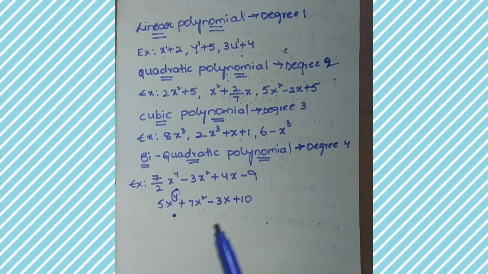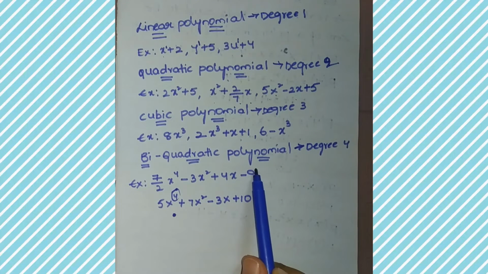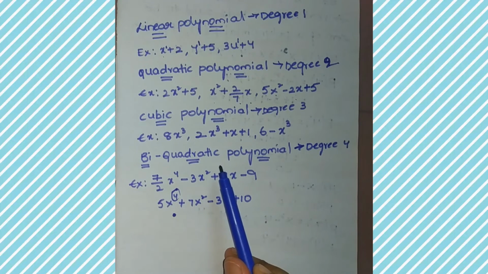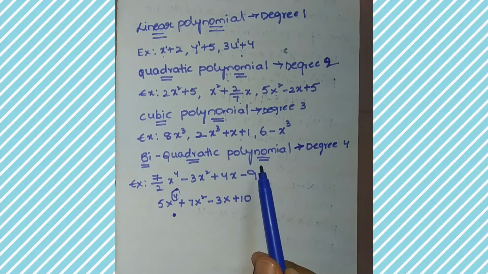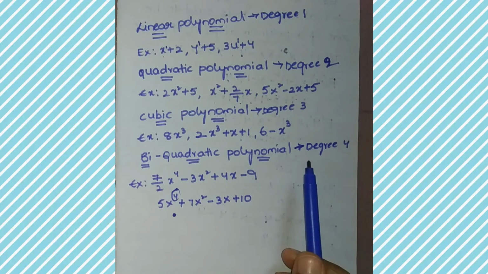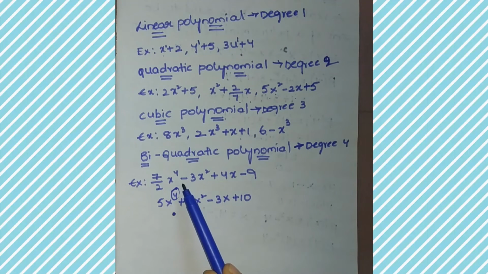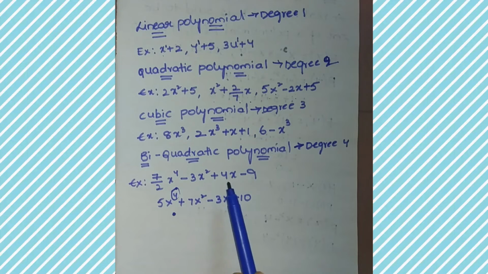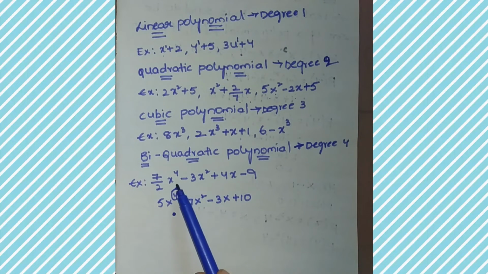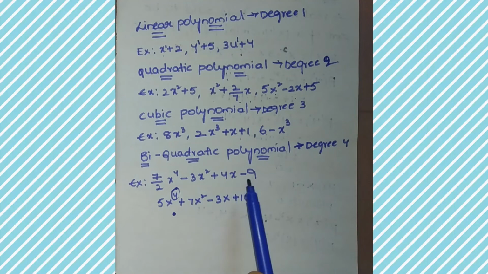Now the next type is the biquadratic polynomial. A polynomial is said to be a biquadratic polynomial if it has degree equal to 4. For example, 7/2 x⁴ − 3x² + 4x − 9. Here in this polynomial, x⁴ has power 4, x² has power equal to 2 and x has power equal to 1.